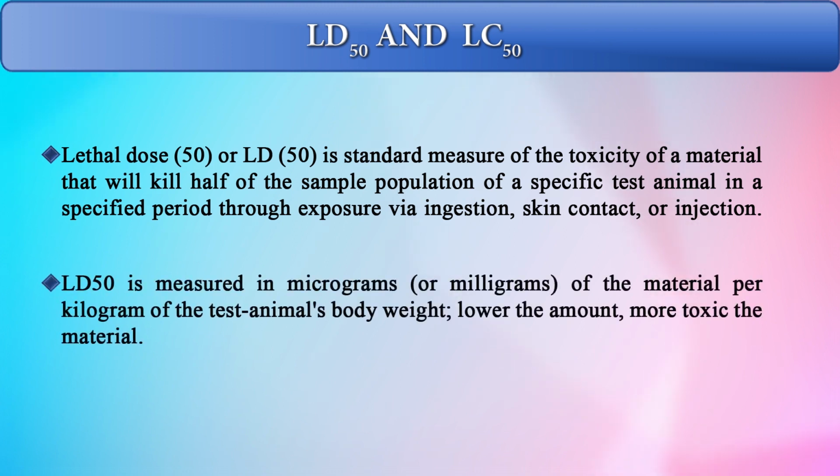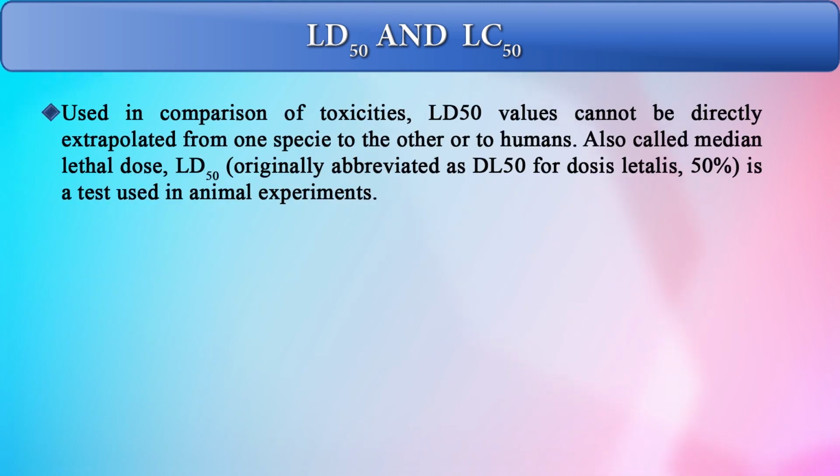LD50 is measured in micrograms or milligrams of the material per kilogram of the test animal's body weight. The lower the amount, the more toxic the material is. It is basically used in comparison of toxicities. LD50 value cannot be directly extrapolated from one species to another or to humans.